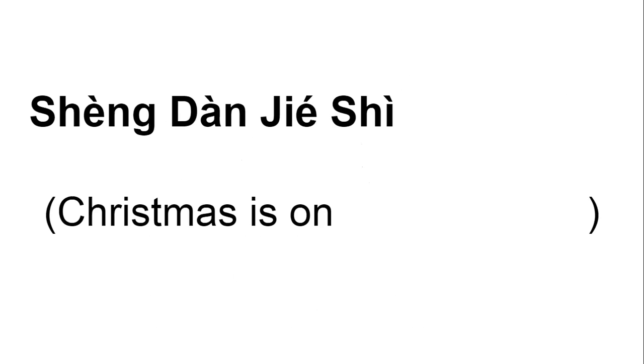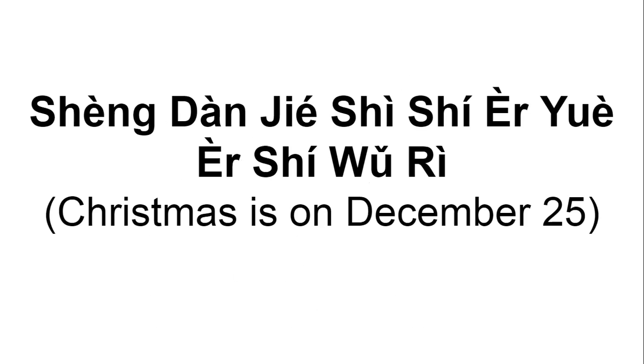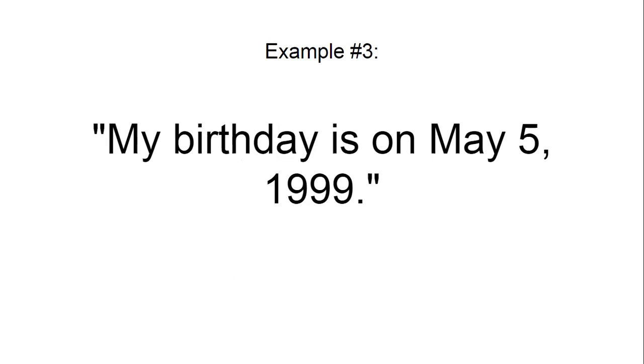So then we just plug in the date so that the full sentence becomes 圣诞节是12月25日. Great. Now let's move on to the third example. My birthday is on May 5, 1999.